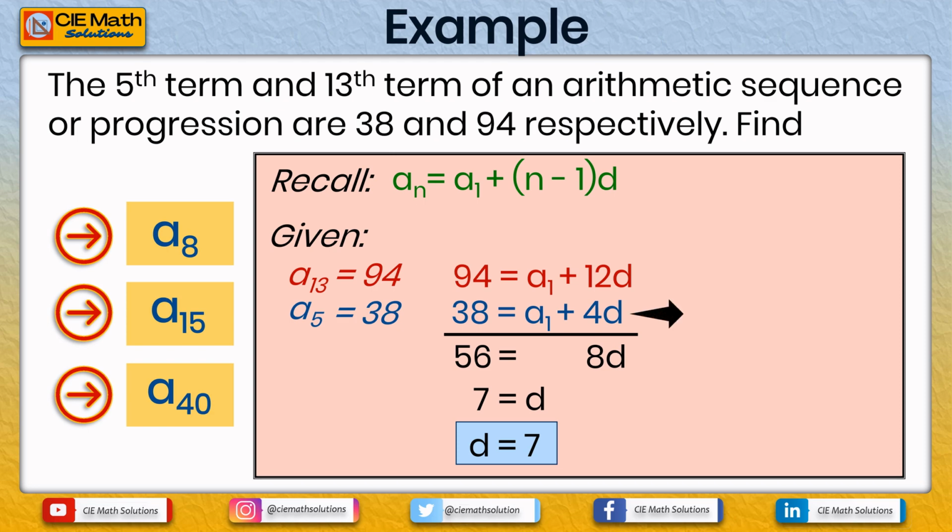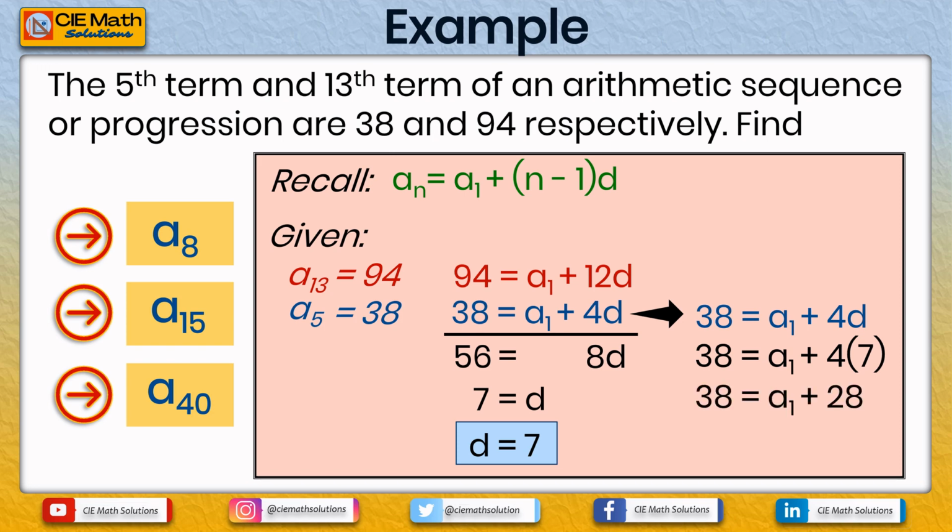To find the value of a1, we will use the second equation and substitute the value of d that we got, which is equal to 7. We will then have 38 equals a1 plus 4d. Substituting the value of d, 38 is equal to a1 plus 4 times 7. 38 then is equal to a1 plus 28. a1 then is 38 minus 28, which is equal to 10.